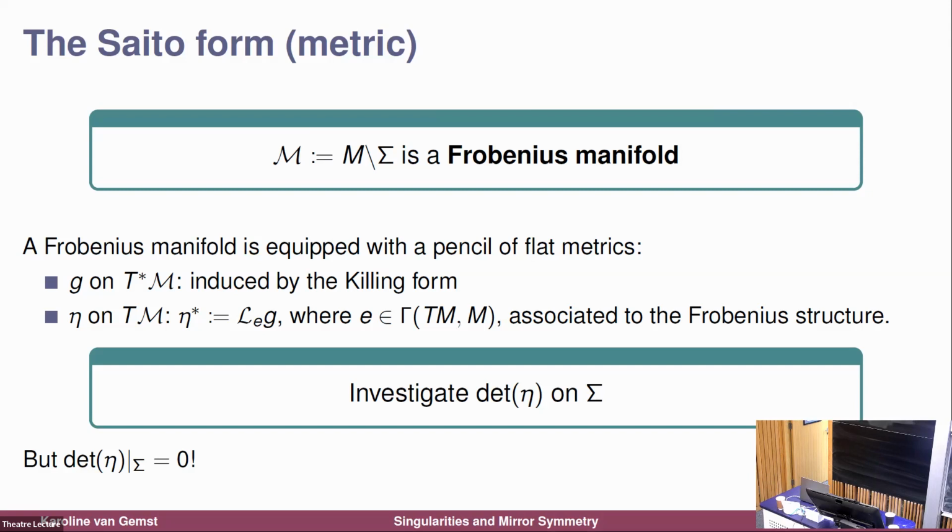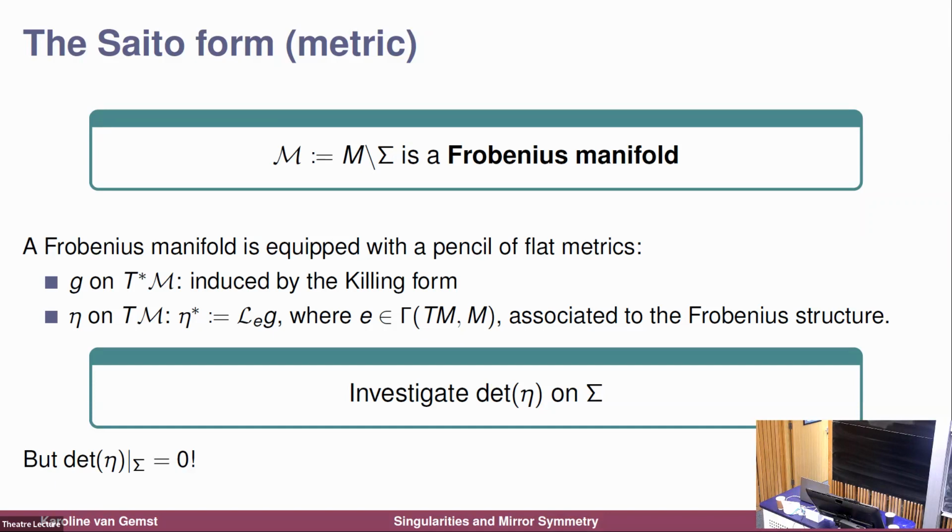So we've seen that g metric, which is induced by the Killing form, and that this is the intersection form, which has been mentioned by a couple of people. And this eta, which is the Saito metric or the Saito form, which I will be focusing on, is defined as a dual of this, where L is nothing to do with Legendre transformations. It's the Lie derivative in the direction of this unit vector field, e, lowercase e.